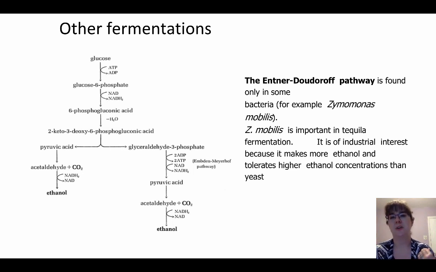So this is the Entner-Doudoroff pathway, found in only some bacteria. Mostly what this is because you can get different places to produce ethanol, you wind up getting higher ethanol concentrations, and it does actually tolerate higher ethanol concentrations. So it's of particular interest in certain industries. It is important in tequila fermentation. So just realize that there's multiple paths that involve fermentation.